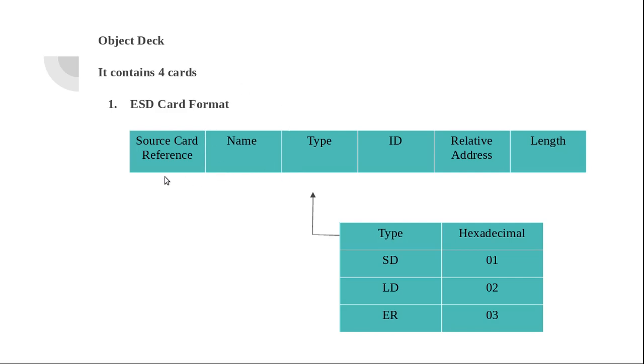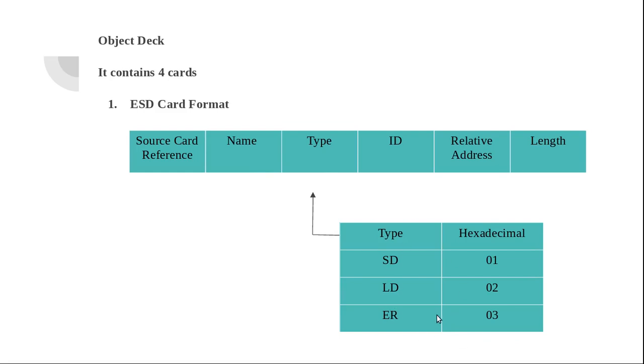It contains 5 columns. First is the source card reference number. Actually it will not be punched on the card; for reference purposes we are using this. It is the same as our serial number. Then the name of the symbol, the name of the external symbol used in the program. It can be declared as entry or extern, or it can be the name of the program also. Then we have the type of the symbol. Whatever symbol we are mentioning here, what is the type of that symbol?